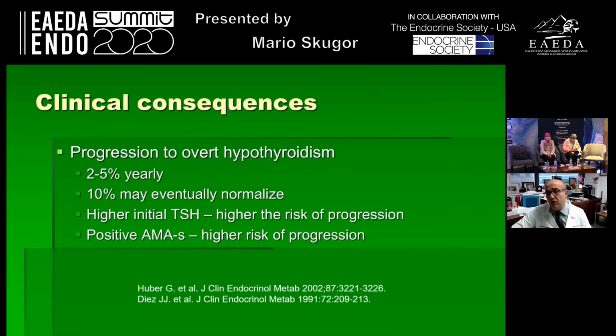So what are the clinical consequences of subclinical hypothyroidism? First of all, some of these people will progress to overt hypothyroidism. Depending on the literature, it could be between 2% to 5% yearly. I think the average is about 4%. However, 10% of these patients may eventually normalize. So the higher the initial TSH, the higher the risk of progression. With positive antimicrosomal antibodies, or thyroid peroxidase antibodies, the higher the risk of progression.